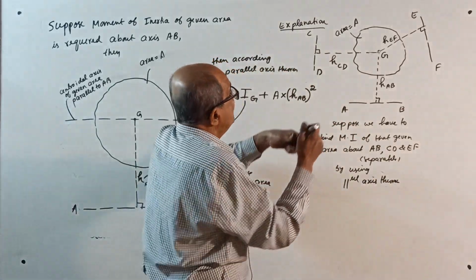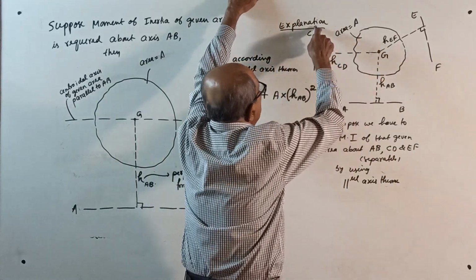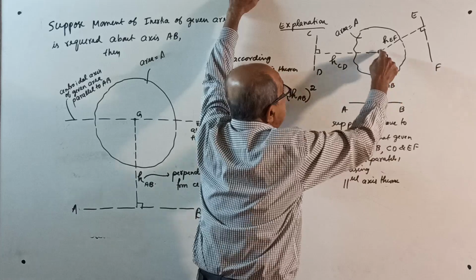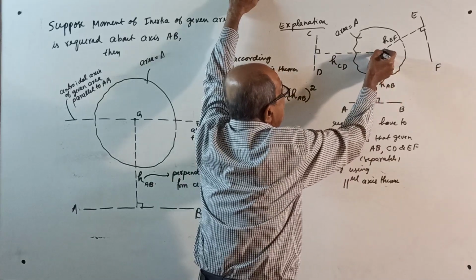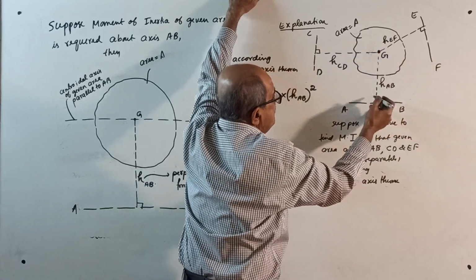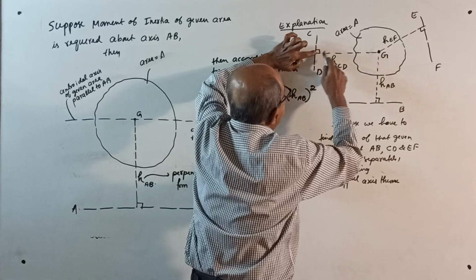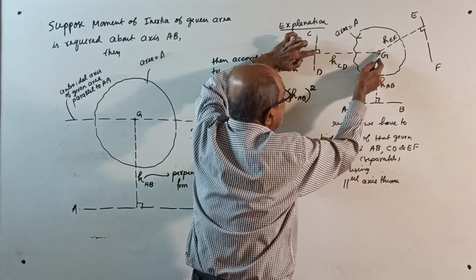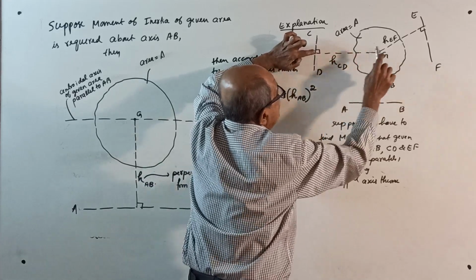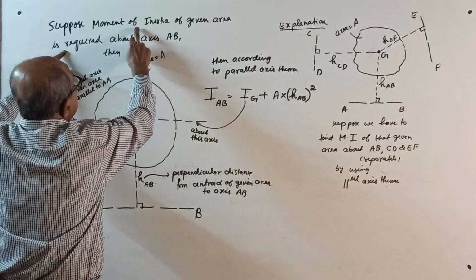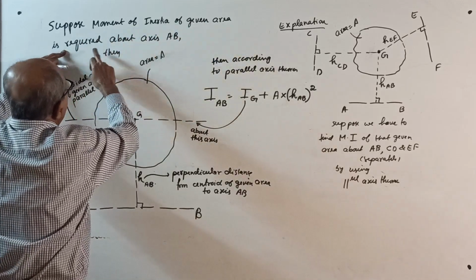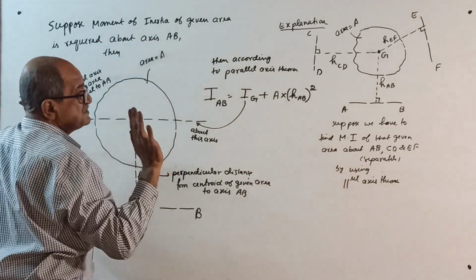What you write is, from the centroid here, drop a perpendicular to AB. See, H_AB is the perpendicular from the centroid to axis AB. H_CD is from centroid G, the perpendicular to CD. H_EF. This much you write. Now start. Suppose the moment of inertia of the given area is required about the axis AB exclusively.